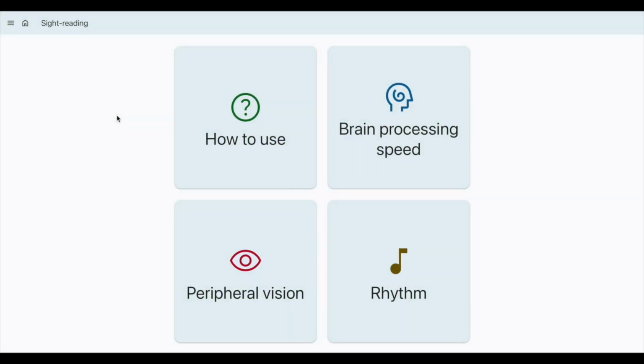So this is how to use the brain processing speed part of this app. There are 2 ways you can actually use these exercises. One is to set up, and I'll show you how to do that in a moment, to set up these examples.